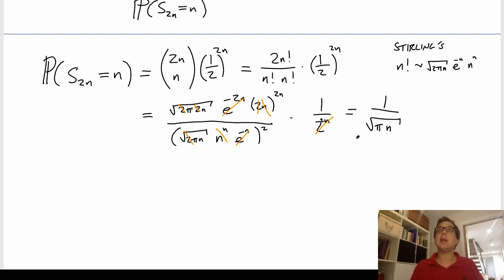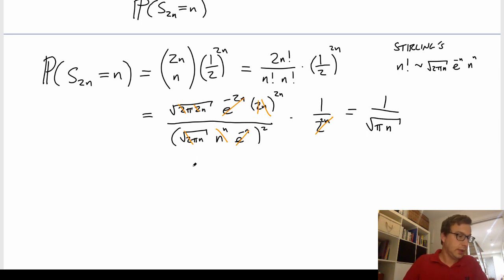Now that seems a little bit magic, but it makes sense because we know that the variance is telling us there's a standard deviation of about square root of n. If you're expecting most stuff to be within square root of n, then the height of the probabilities needs to be about 1 over square root of n, otherwise we're not going to get an area that adds up to something like 1. So it makes sense that that's the right order of magnitude, though it does look a bit magical the way everything cancels out nicely.